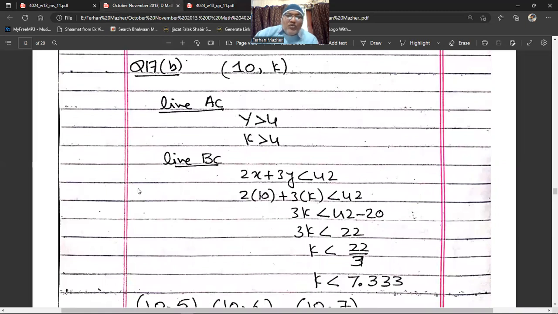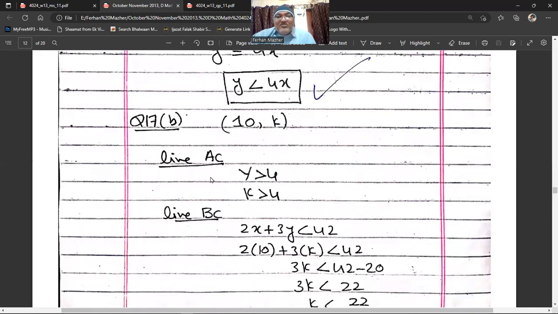So there are two inequalities which this number has to satisfy. One is the line AC, which is y greater than 4. So it means k is more than 4. So the value of the k you can take is more than 4. You can take 5, 6, 7, 8, 9, 10, any number which is more than 4.